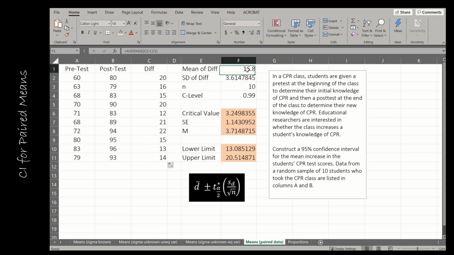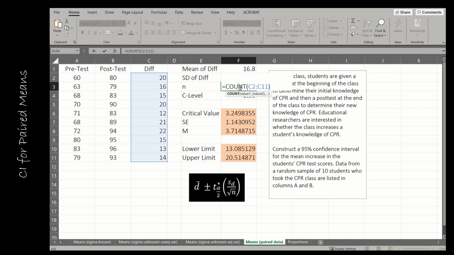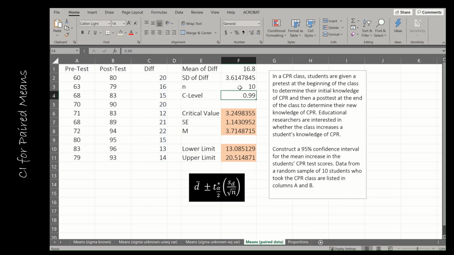Now these cells here are going to calculate. I've entered these values. This one is just the average of this column. This is the standard deviation of these values. This is the count, so it's just going to count the values. Sorry, a little delay in technology, but that's the count, C2 to C11. And then I just have the confidence level. So I'm going to enter 0.95 here, and the rest of it's going to calculate.